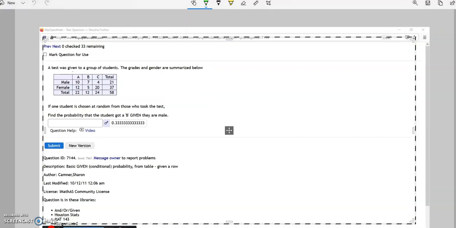Given that this person's a male, this is all we're interested in, these 21 people, okay? Because those are the only males on the chart. So B is 7 out of 21 for that answer, okay? And round it to where they tell you to round it, like 2 or 3 places.